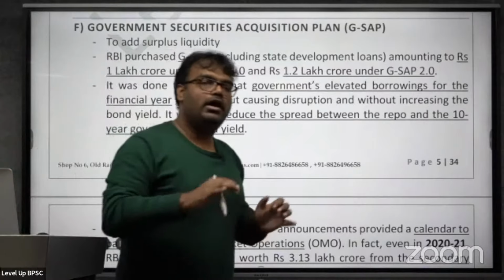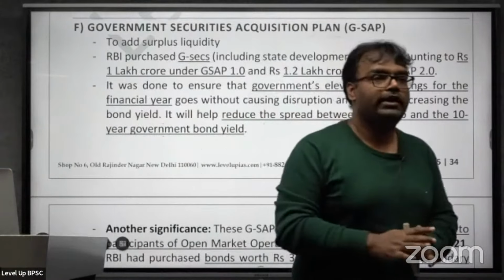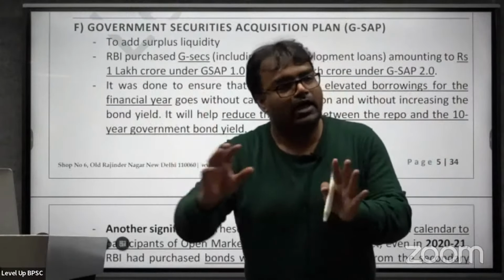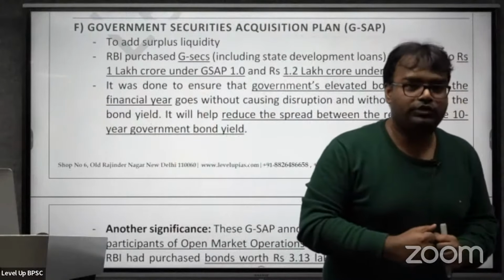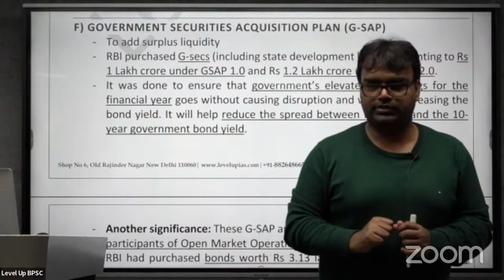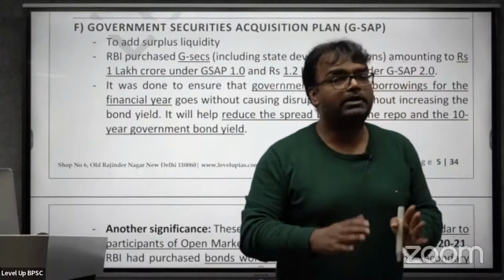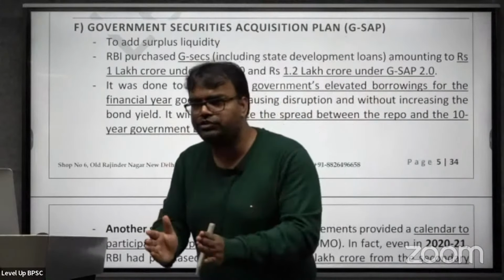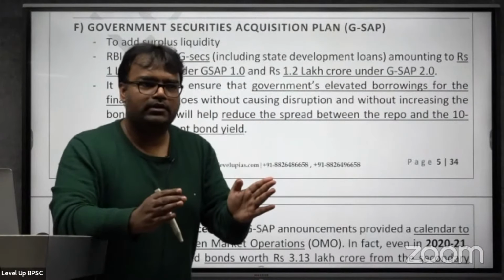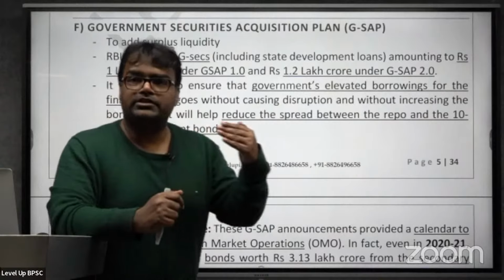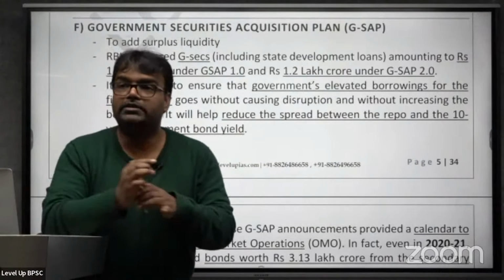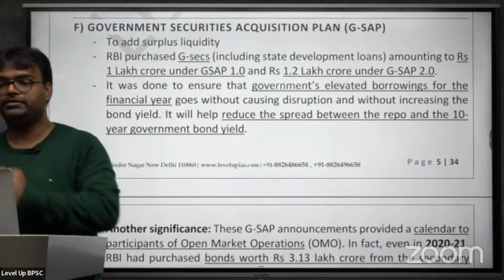Till now, RBI's buying was ad hoc. It was not in a planned mechanism. We will buy this much now, this much now. RBI used to come, okay, we have to increase money supply, buy government securities. We have to decrease money supply, sell government securities. There was no planned thing. But this year, in 2021-22, in this financial year, RBI gave a plan. We will buy this much of government security in this period.